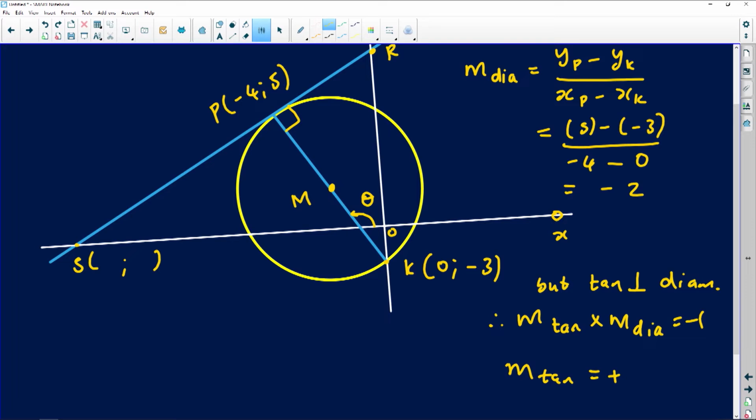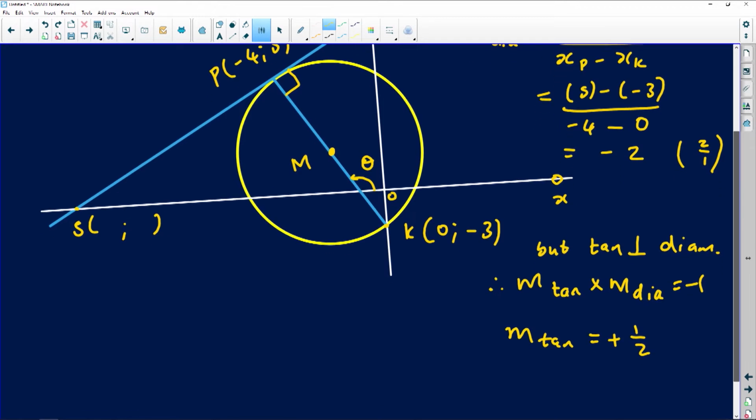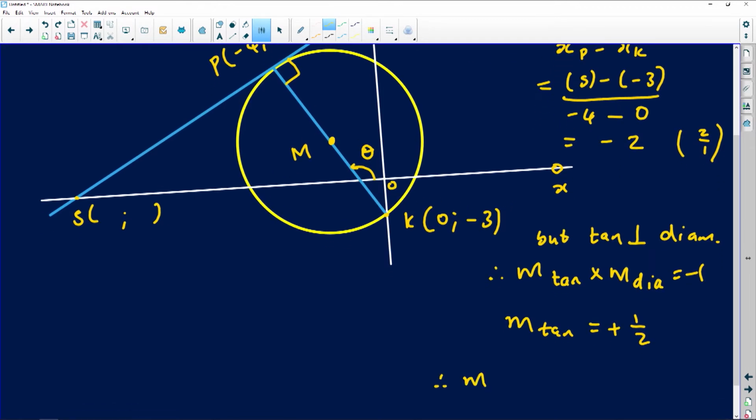If the first one was 2, which of course is 2 over 1, the other one is going to be upside down, which means it's going to be 1 over 2. And we're happy with that as the solution for the gradient of that particular SR, right? So I'm going to say, examiner, therefore, the gradient of SR is 1 over 2. It's a half. Okay, now they want the equation of SR.